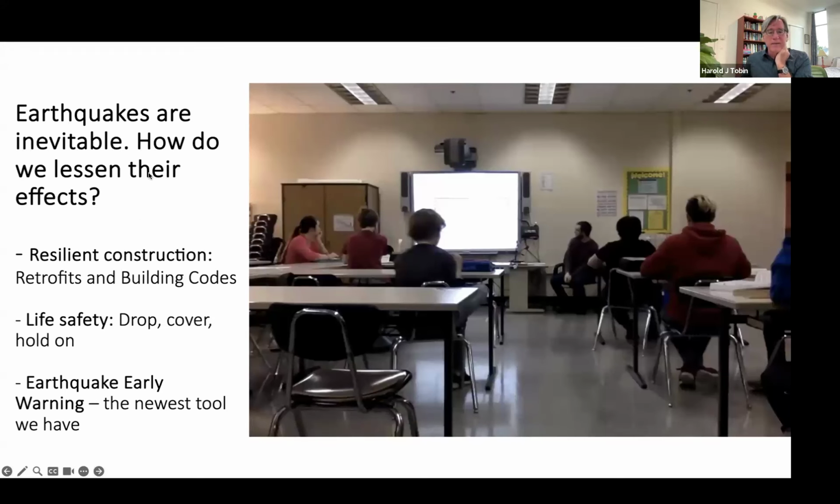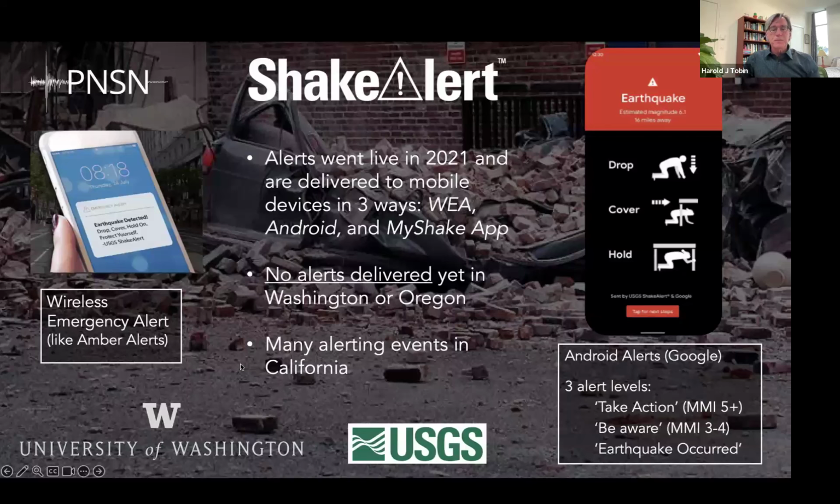But you know, earthquakes are inevitable. So certainly we need resilient construction, some of the stuff you guys were talking about right before the meeting, and how we deal with that, getting people out of harm's way, life safety, whether it's tsunami evacuation or simple things like drop, hold on. And one tool we bring to it now is earthquake early warning with this ShakeAlert system.